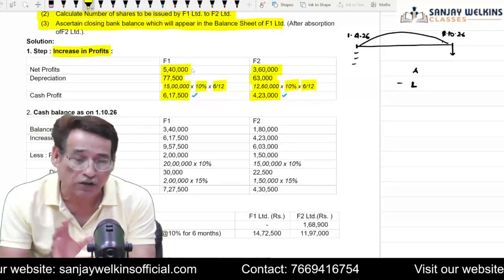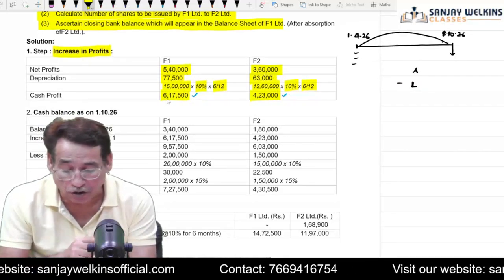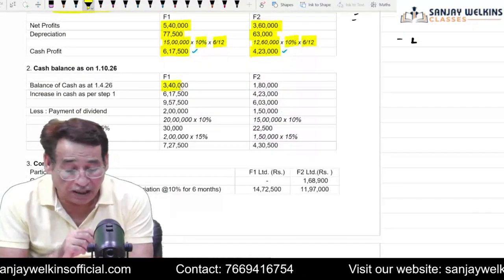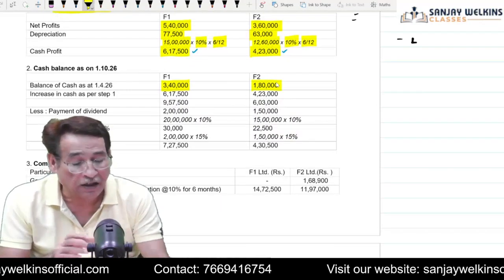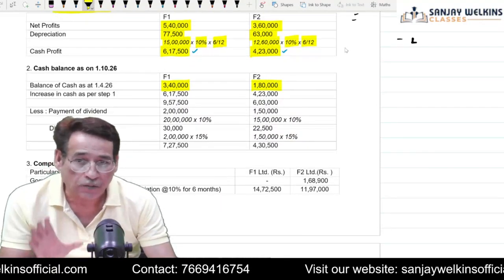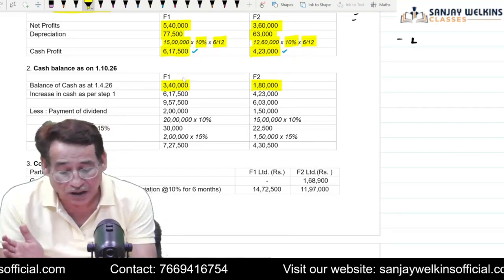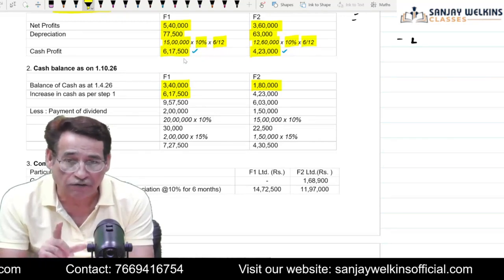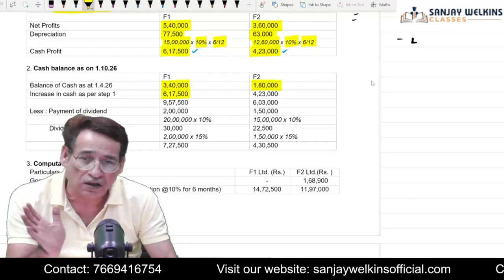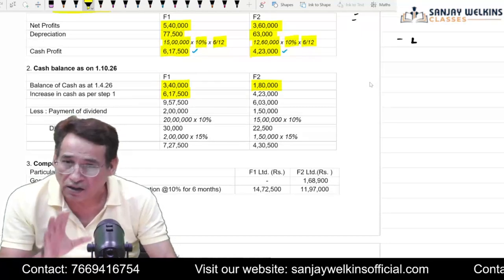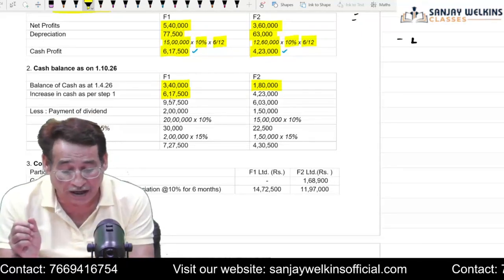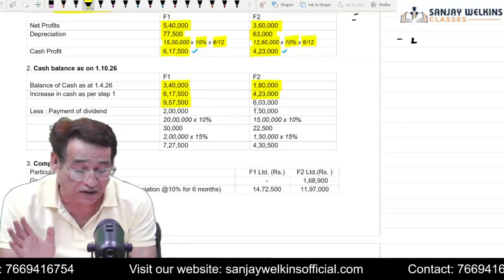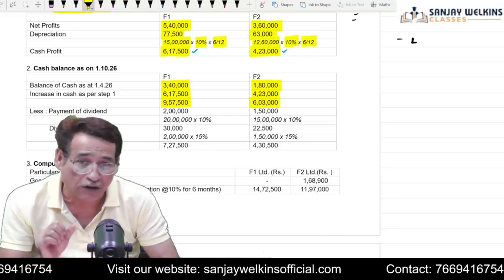First of all, net profit is 543.60. We added back depreciation to know the cash profit, number one. Number two, see, your opening balance as per the balance sheet is 1,80,000. That means this is the balance as per the balance sheet. Now, we have just concluded that profit has increased by 6,17,500. Remember one thing, in accounts, increase in profit means increase in cash. So that is why I am going to add it to the cash balance. So now my total cash available is 9,57,500, and 6,03,000 for F2 Limited.